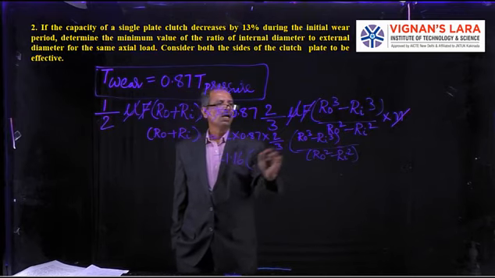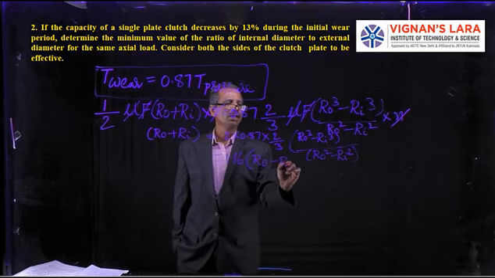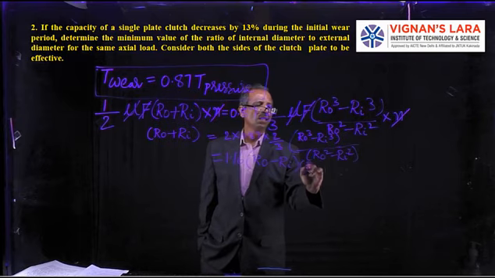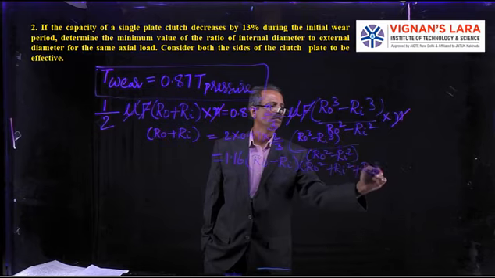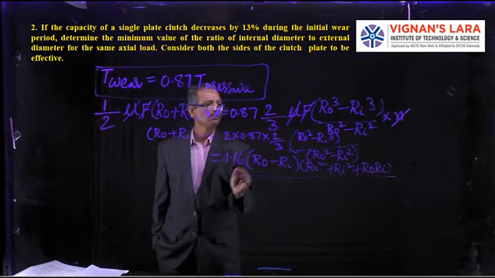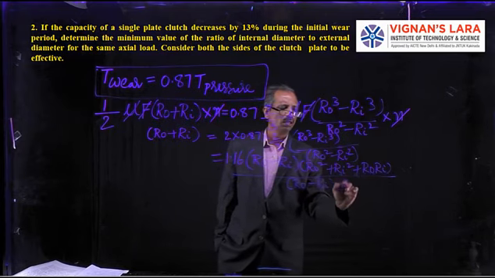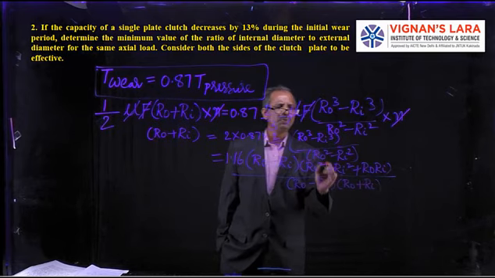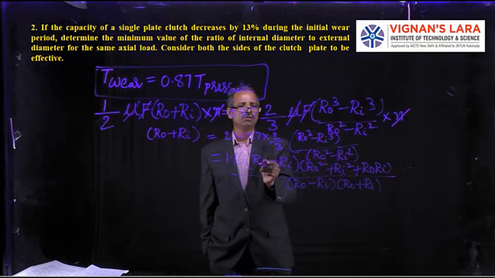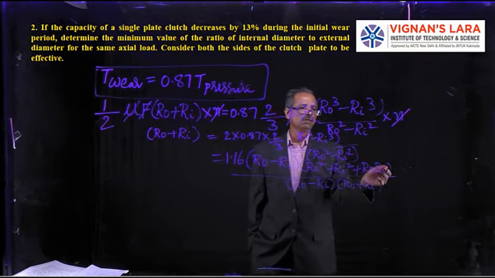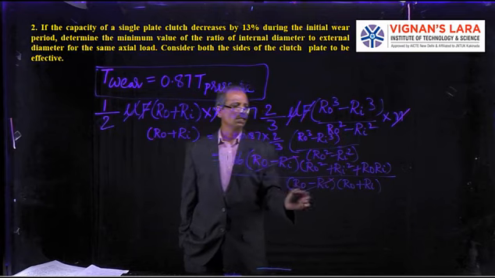So this is R naught cube minus Ri cube. I will rearrange it: R naught minus Ri into R naught square plus Ri square plus R naught Ri, by R naught minus Ri into R naught plus Ri. This is simple. A square minus B square is A minus B into A plus B. Similarly, A cube minus B cube is equal to A minus B into A square plus B square plus AB. So you can see R naught minus Ri can get cancelled.